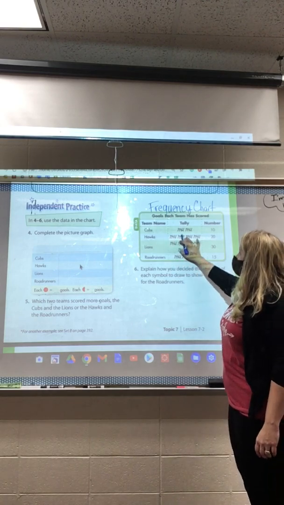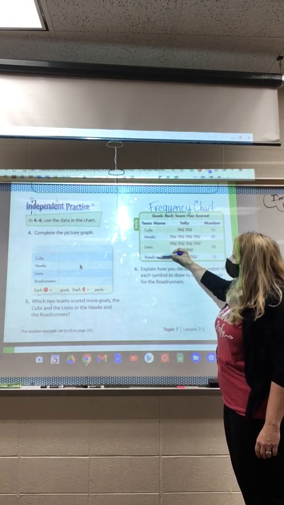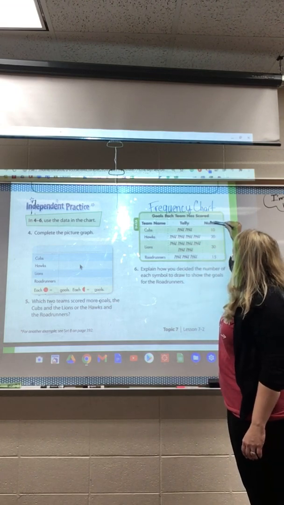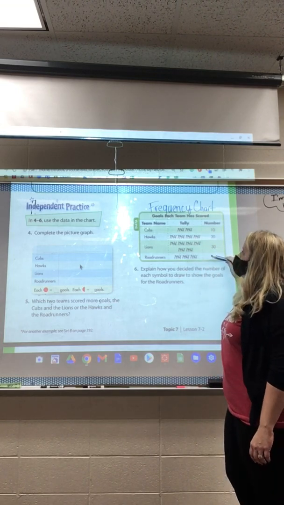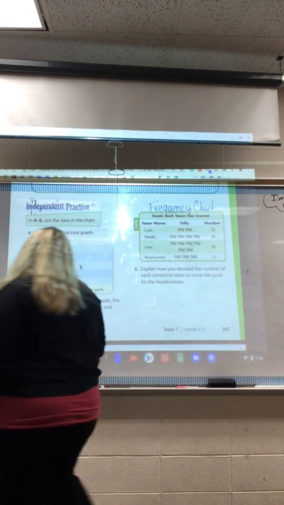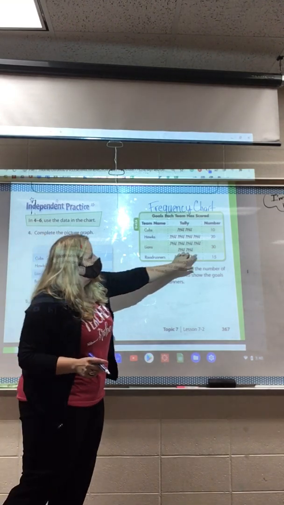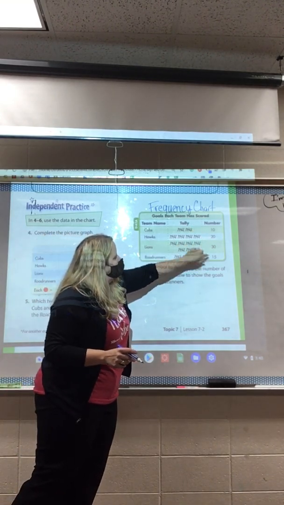So here I have my symbols for 5 again. And my team names, so I have Cubs, Hawks, Lions, and Roadrunners. My tally marks and the numbers for those tally marks. And so then I can use this information to do my picture graph. So you get to choose on this one how much each picture is worth. So here I have a ball, and I'm going to look at my numbers over here. I can see that I have multiples of 5 and 10.